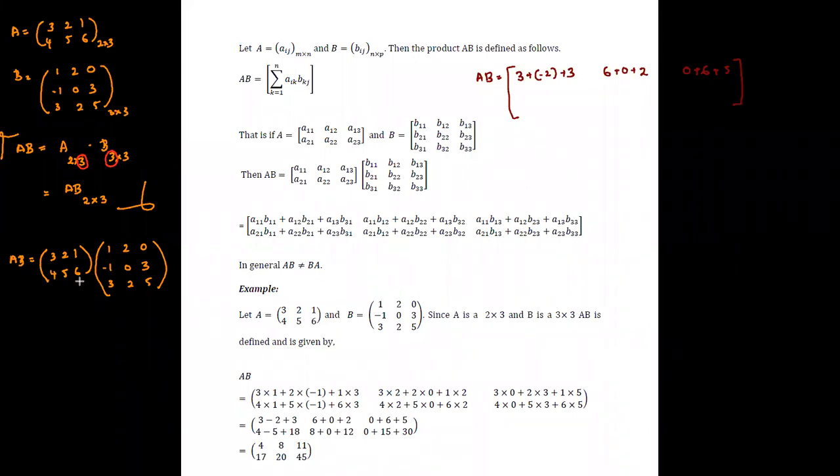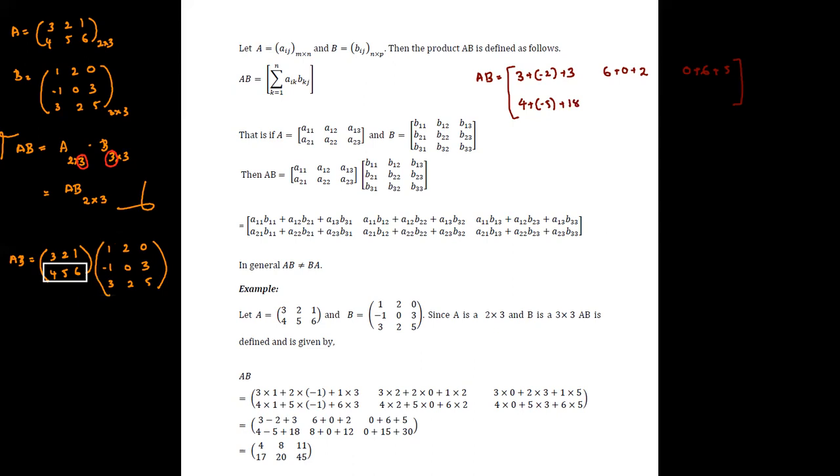Once we move to the second row of the first matrix, this has to be again multiplied with the first column. Then you will get the value as 4 times 1. This has to be added to 5 times minus 1. And this has to be added to 6 times. Now we have finished the multiplication of second row with the first column.